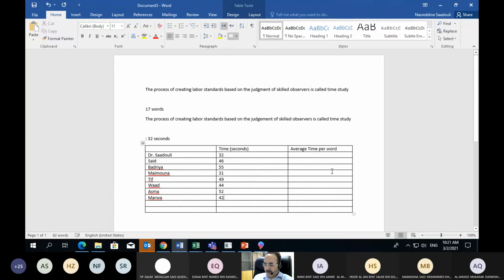So in the time study, you see what we did? It's exactly what we did right now. I ask the students, for example, to type a standard sentence like the one we have in this example, and in determining the time, before we actually decide that we will provide this much time or that much time, there are certain factors that we need to take into account. Now, these are the times obviously for 17 words. So if I want the average time per word, I will take the time divided by 17.